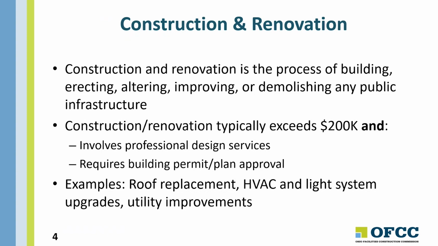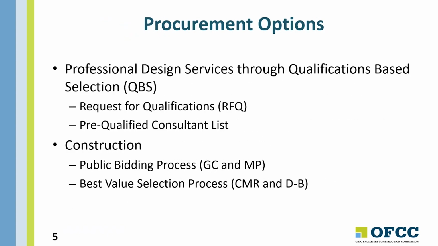Examples of these would be replacement of an entire roof, any intervention in an HVAC system or lighting system upgrade, or utility improvements. So it doesn't have to be major when you're dealing with the systems of a facility. If you're doing more than just monitoring that system or replacing a valve in that system or replacing a pump, if you're installing a new boiler, if you're installing a new chiller, if you're installing rooftop units, even if they are like kind, you may need a building permit, which would take it into the classification of construction.